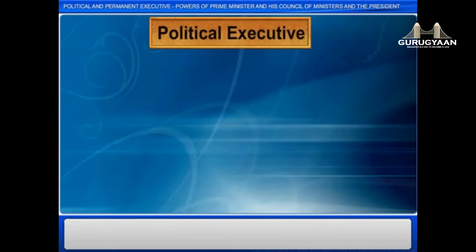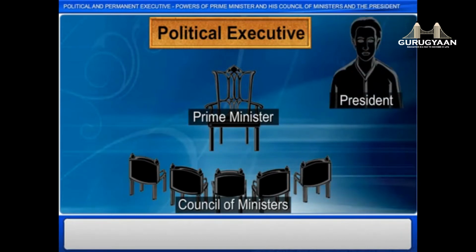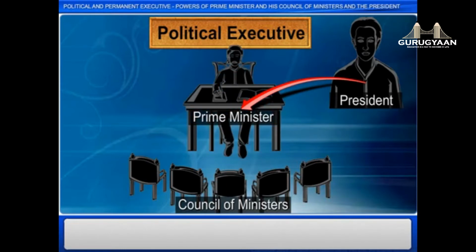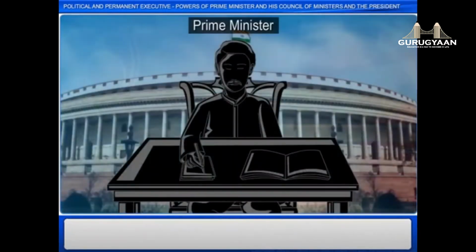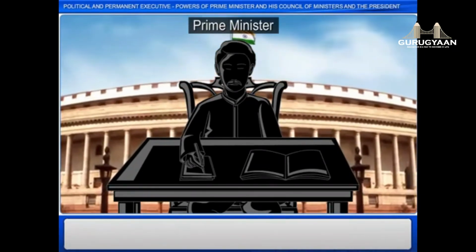The political executive includes the Prime Minister and the Council of Ministers. The President appoints the leader of the majority or the coalition party that has a majority in the Lok Sabha as the Prime Minister. The Prime Minister remains in office as long as he or she remains the leader of the majority party or the coalition. In other words, the Prime Minister remains in office as long as he or she enjoys the confidence of the Lok Sabha.